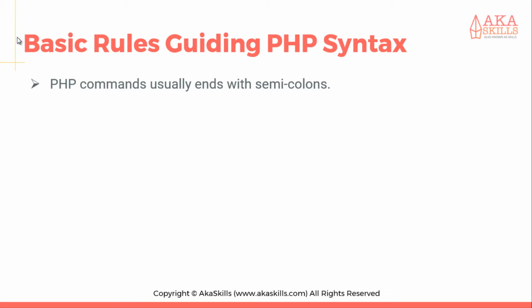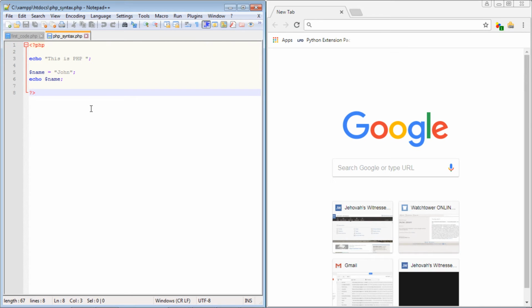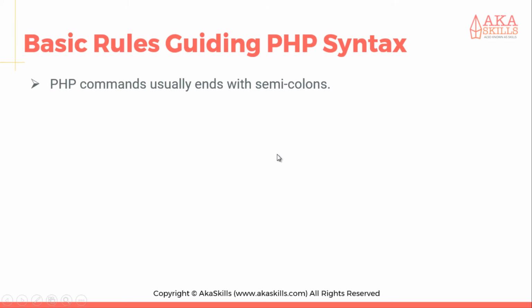The first of which is that every PHP command ends with a semicolon. You'll notice from this code that we have a PHP file named PHP Syntax, and it also has 8 lines of code. Take a very close look at line 3, line 5, and line 6. These are 3 different PHP commands, and you will notice that at the end there is a semicolon. So remember the basic rule that every PHP command usually ends with a semicolon.